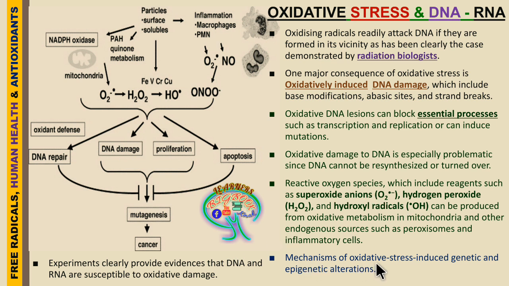Now, the mechanism of oxidative stress induced genetic and epigenetic alterations. Here we have already said that a high amount or high aggregation of oxidative radicals can lead to induced genetic and epigenetic alterations. Genetic alterations are within the genetic material. Epigenetic alterations relate to or arise from non-genetic influences on gene expression. So here the epigenetic alterations are within the non-genetic expressions, caused by the oxidative free radicals.